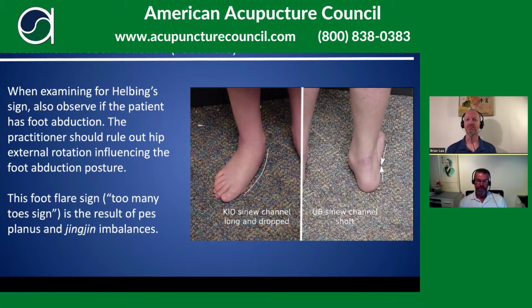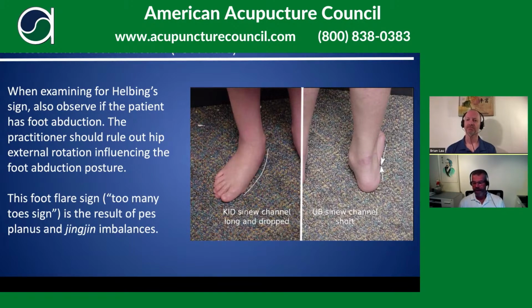So with this particular one, you can see this test, foot abduction, or it's also a foot flare sign. You can look at this from an anterior view, or you can look at it from a posterior view. In the anterior view, you can see how that kidney sinew channel is long and it's dropped, going from kidney 4, kidney 5, kidney 6. You can see how kidney 2 has dropped. It's a foot flare sign. So that foot's going into abduction, lengthening that kidney sinew. So the tissues involved in the kidney sinew are lengthened and they don't have very much integrity here at all. They're not supporting the arch.